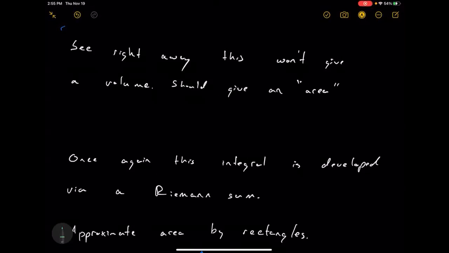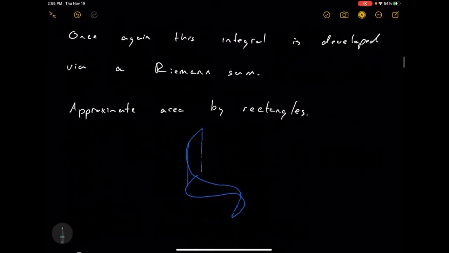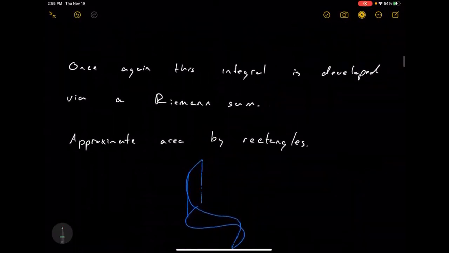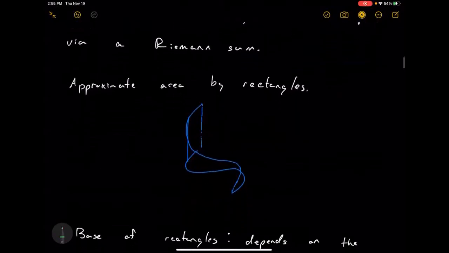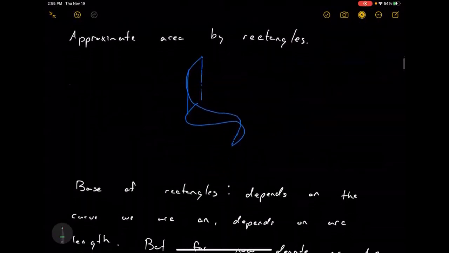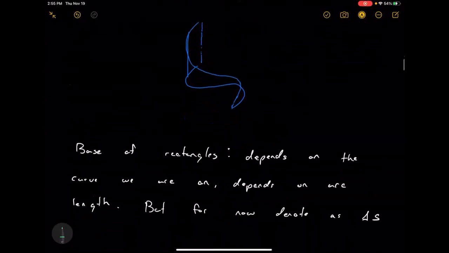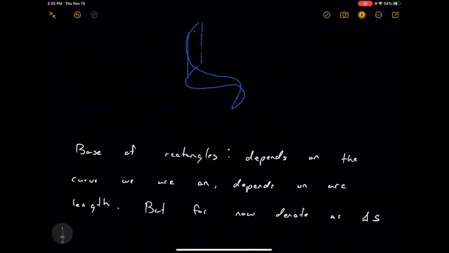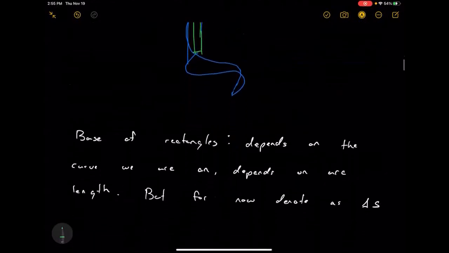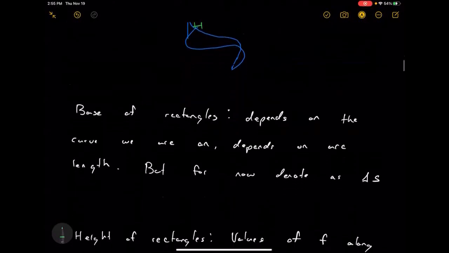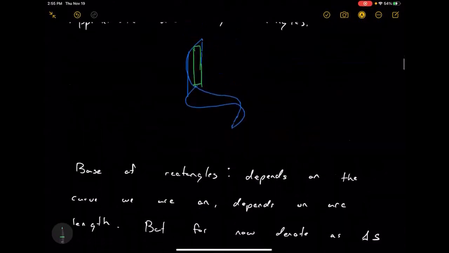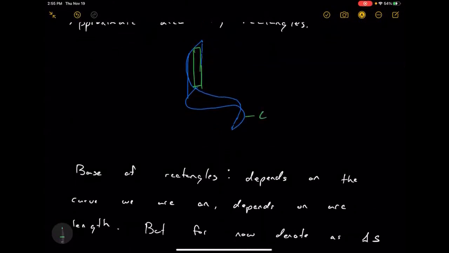And once again, we developed this theory up from the Riemann sum. We start by approximating. We want to approximate this area with rectangles, right? So I want to break this up into rectangles, and the rectangles have a base and they have a height. So let's talk about the base of these rectangles first. Well, it depends on the curve. Let's call this curve C. That's the curve inside the domain we're integrating along. It really depends on our curve C.